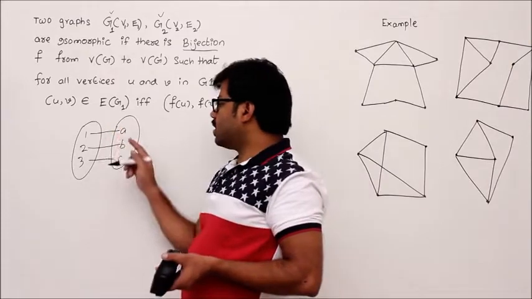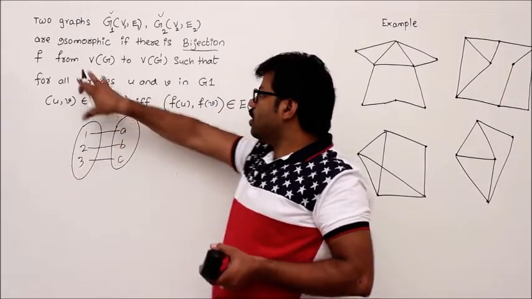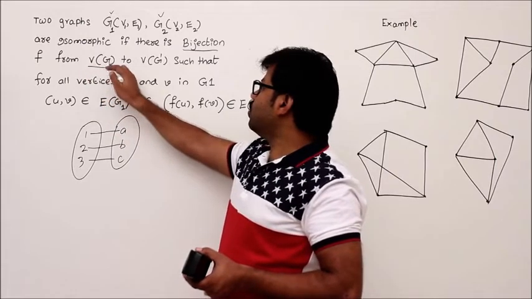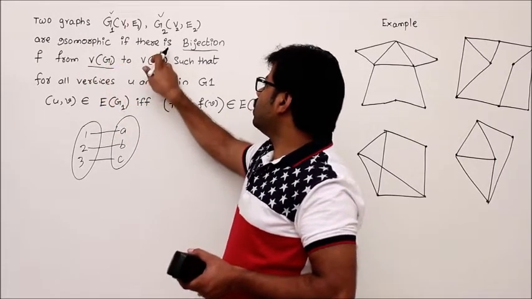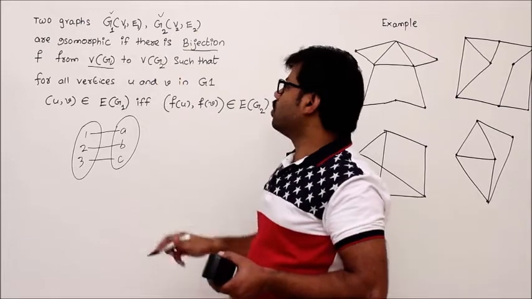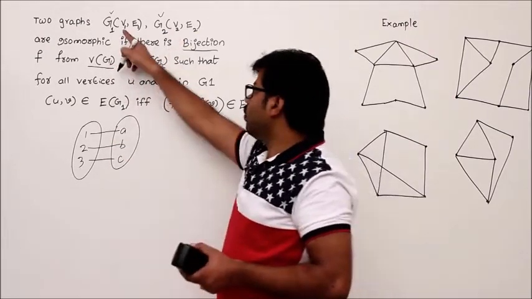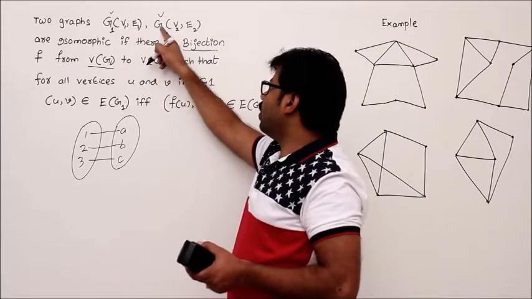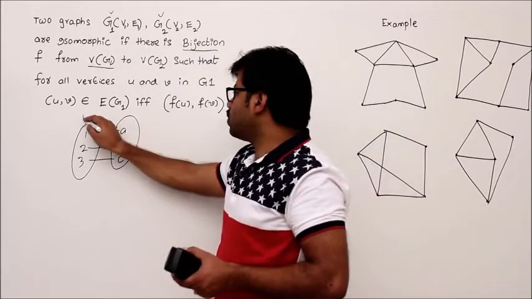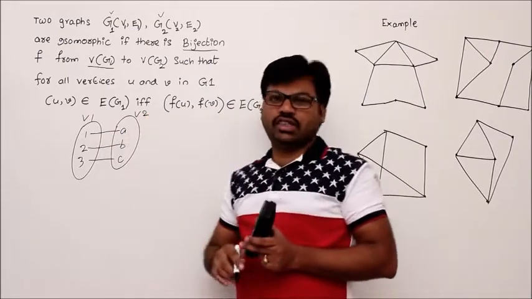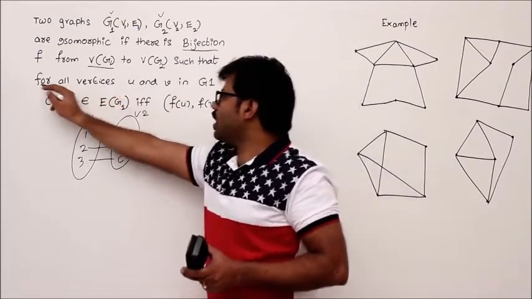Now there should be a bijection from one set to another set, and what are the domain and codomain? From vertices of G1 to vertices of G2. We have taken two graphs, and every graph has a vertex set. If I take the vertices of graph 1 and the vertices of graph 2 as domain and codomain, let's say V1 and V2, there should be a one-to-one function, and that function should satisfy this condition.